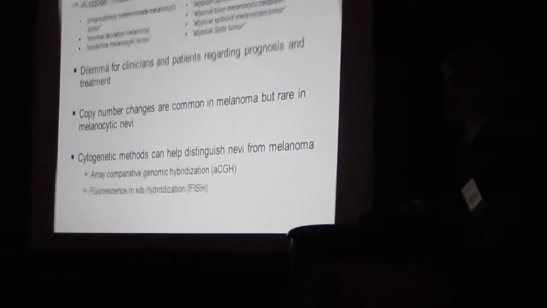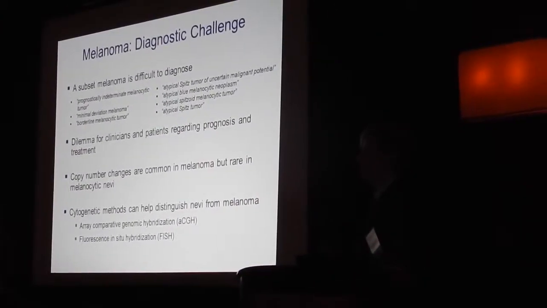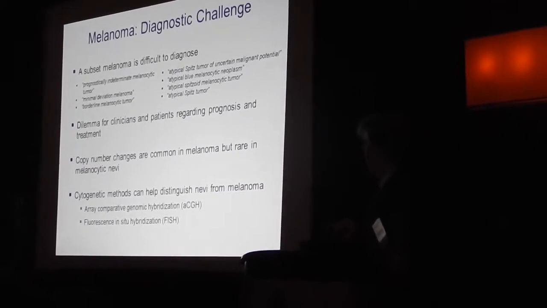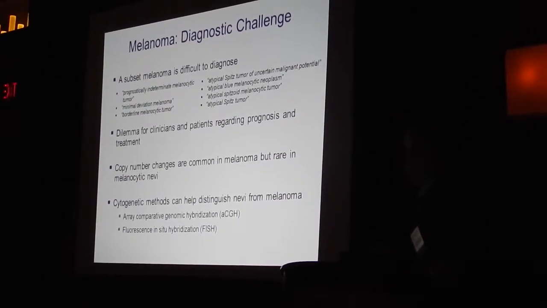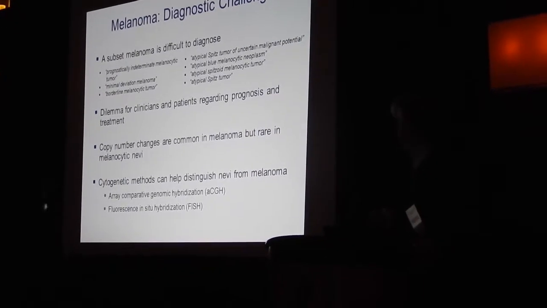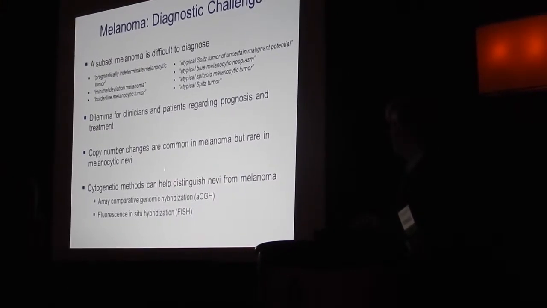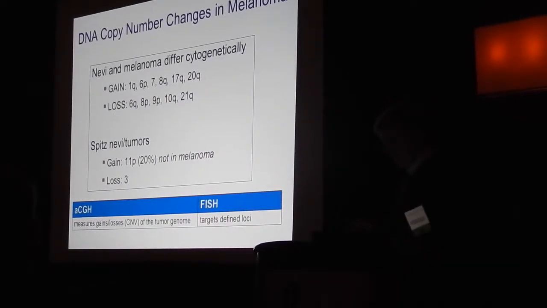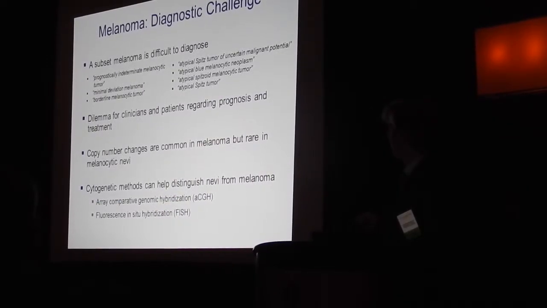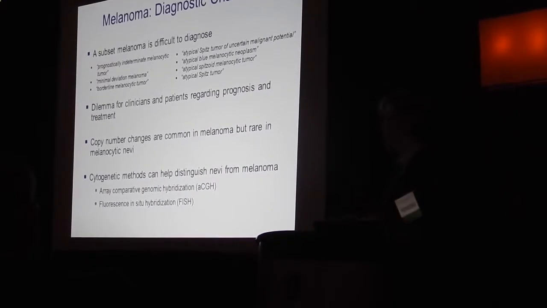So melanoma can also be a diagnostic challenge for pathologists. The subset of melanoma is difficult. The different terms of diagnosis are described here. This is a dilemma for both the clinicians and the patients regarding the proper prognosis and treatment. But one aspect of melanoma that's different from conventional nevi is that copy number changes are common in melanoma, but not in nevi. And by looking at copy number changes, it can help with the diagnosis.